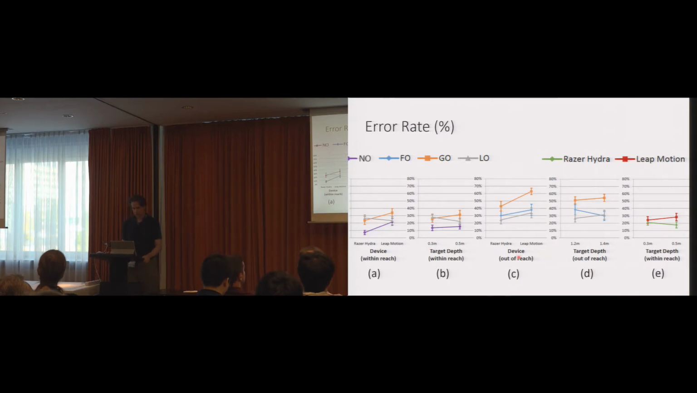So when we got to the out of reach conditions, we get much higher error rates. They started going up to like 50% in the worst case, 30 and 35. The results were significant. Linear offset was lower than the fixed offset. The Razer Hydra was better than the Elite Motion. There was about 30% errors versus 45, which is getting pretty large.